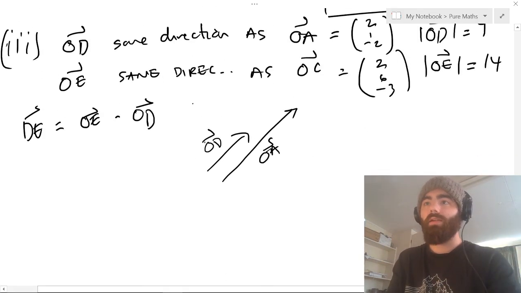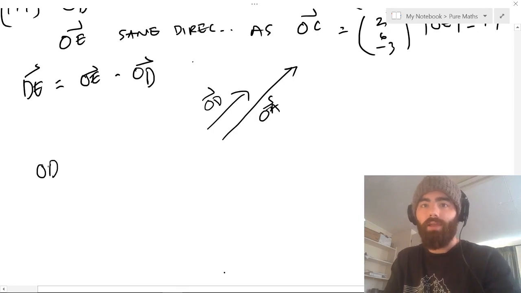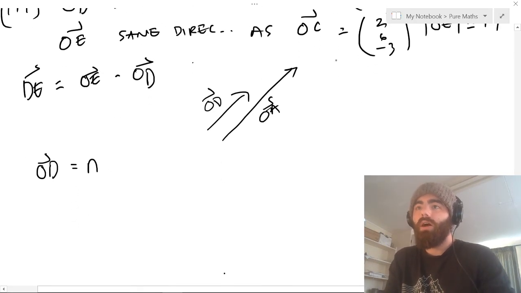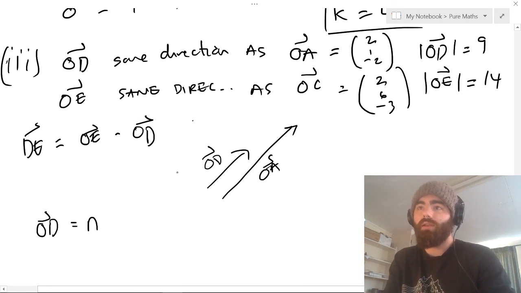So you can say that OD equals some scalar, some value which we don't know, times (2, 1, -2).